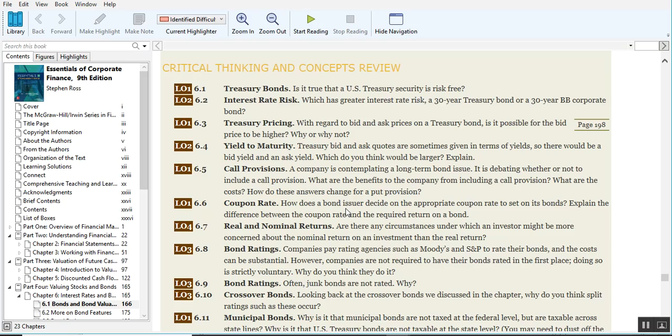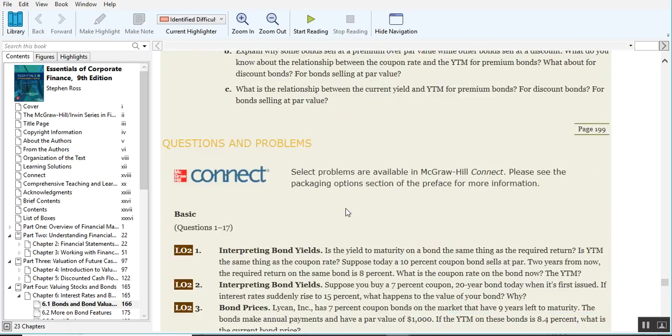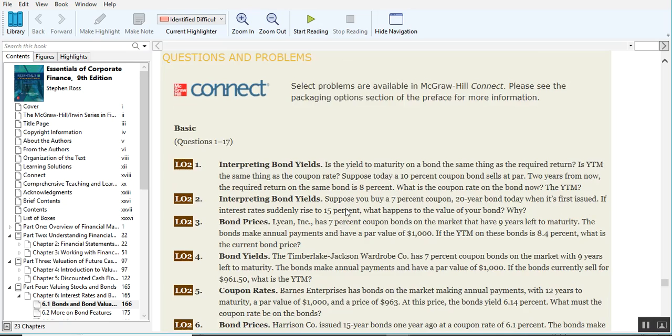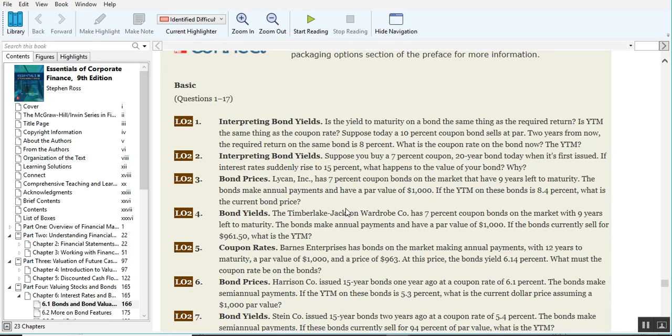And then in the questions and problems, we have number 1, which is, is the yield to maturity on a bond the same thing as the required return? Is yield to maturity the same thing as a coupon rate? Suppose today a 10% coupon bond sells at par. 2 years from now, the required return on the same bond is 8%. What is the coupon rate on the bond now? The yield to maturity. Okay, that's number 1.